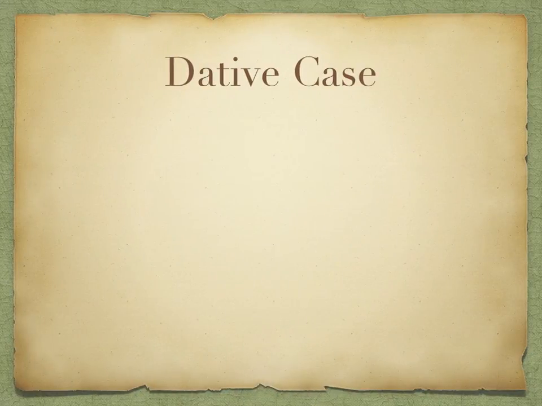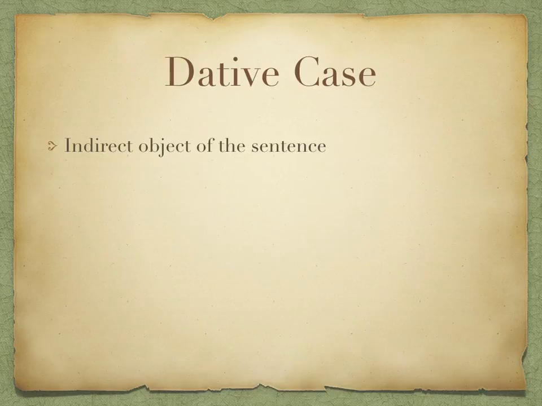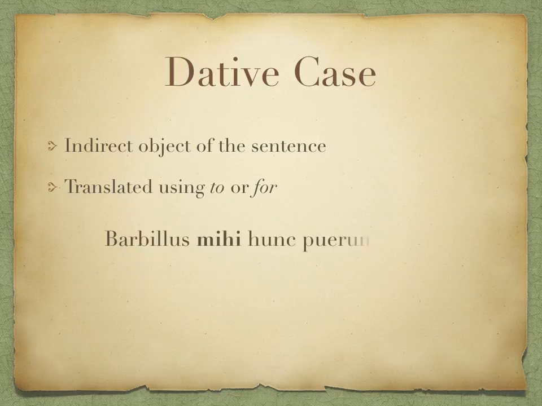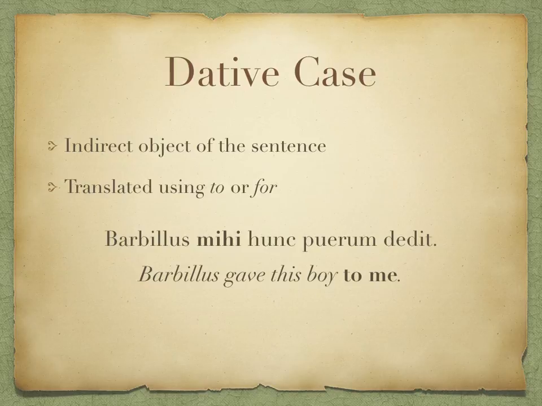The dative case is used for the indirect object of the sentence. This is kind of like the object, but it is less directly involved in the action of the verb. And it's translated into English using the words to or for. So if we look at this example here, Babilis mihi hunc puerum dedit. Mihi is the indirect object. Babilis is the subject, he's doing the giving. This boy is the accusative direct object because he is the thing being given. I am less directly involved in this action.